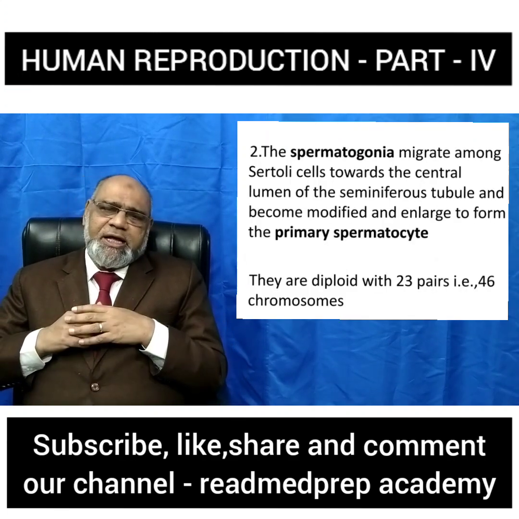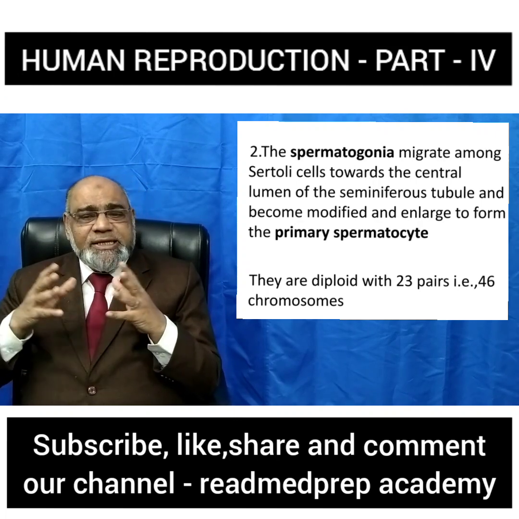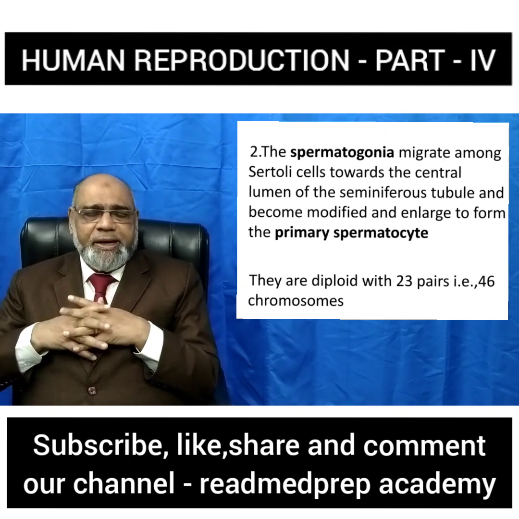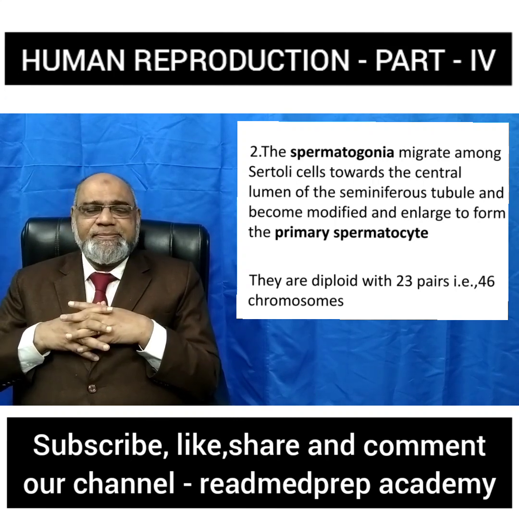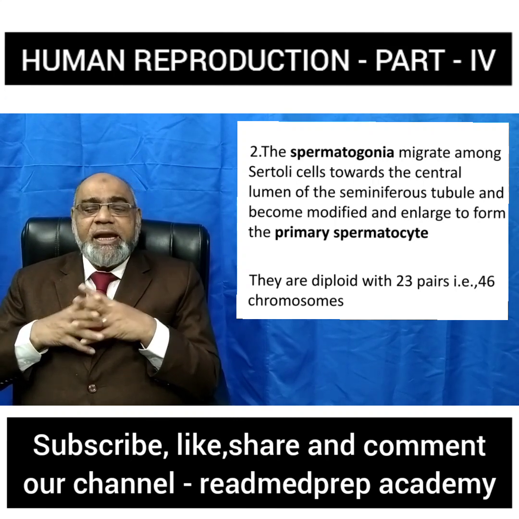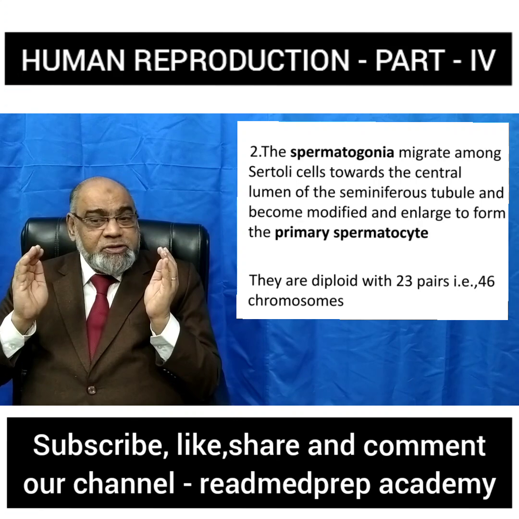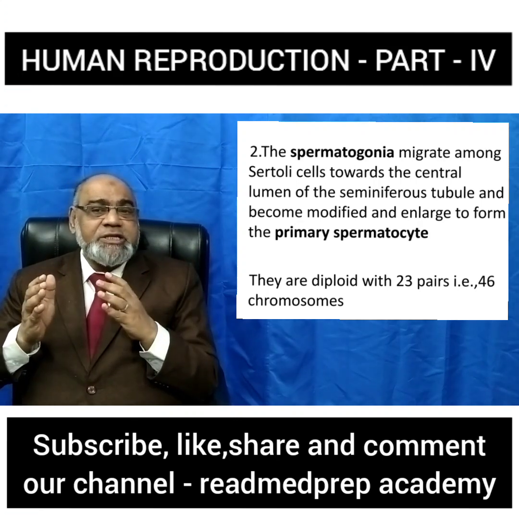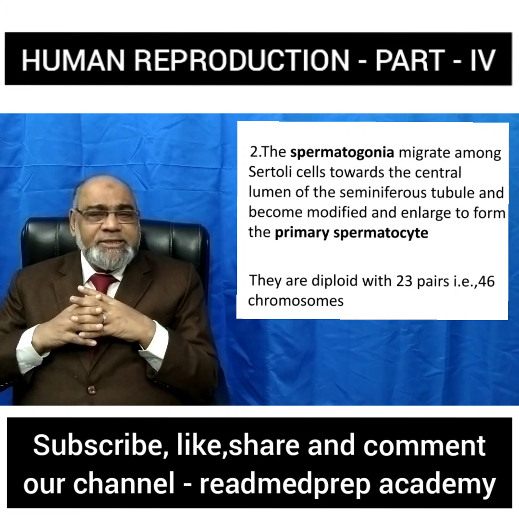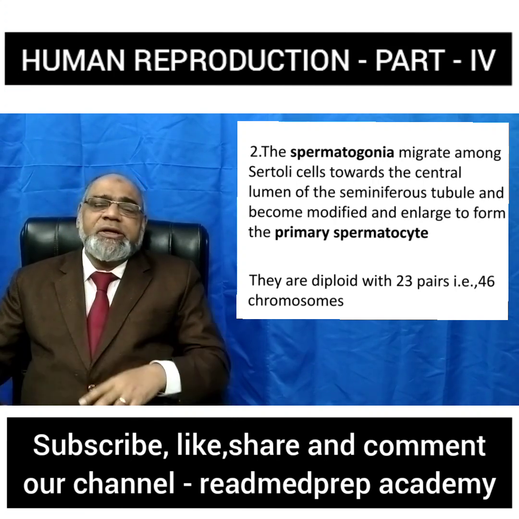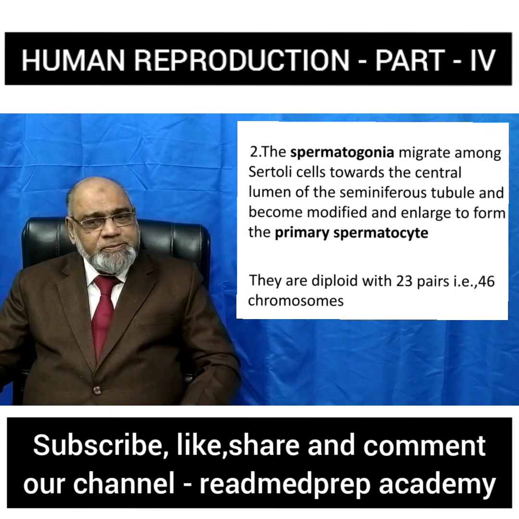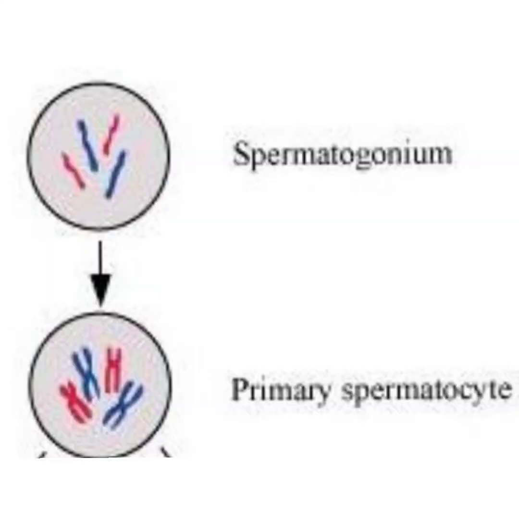The spermatogonia migrate towards the central portion of the seminiferous tubules, that is the lumen. Among the Sertoli cells, they become modified and enlarged to form the primary spermatocyte. So the primary spermatocyte is a modified cell of the spermatogonia, and it contains the diploid number of chromosomes, that is 23 pairs or 46 chromosomes. The spermatogonia, which is diploid, gives rise by mitotic division to the primary spermatocyte, which is also a diploid cell.